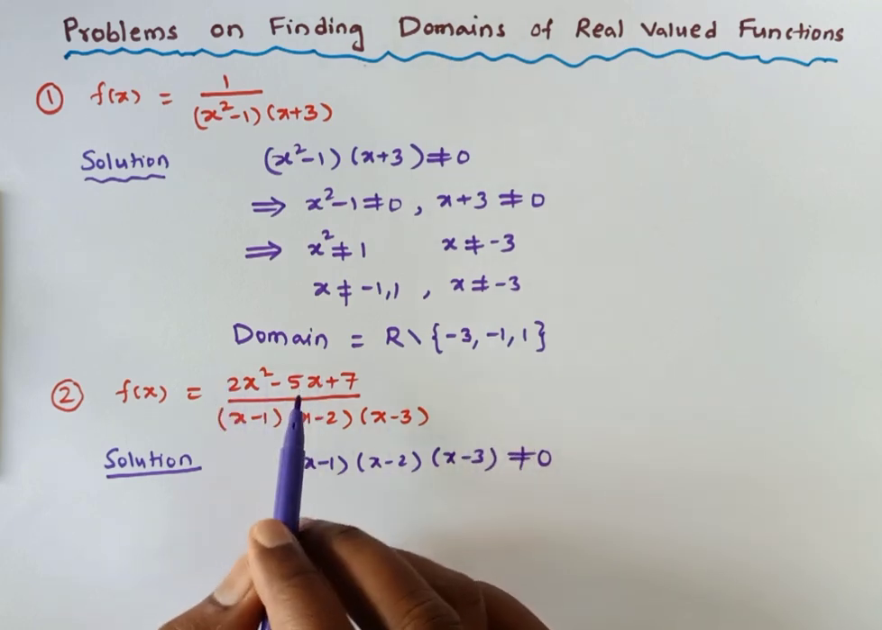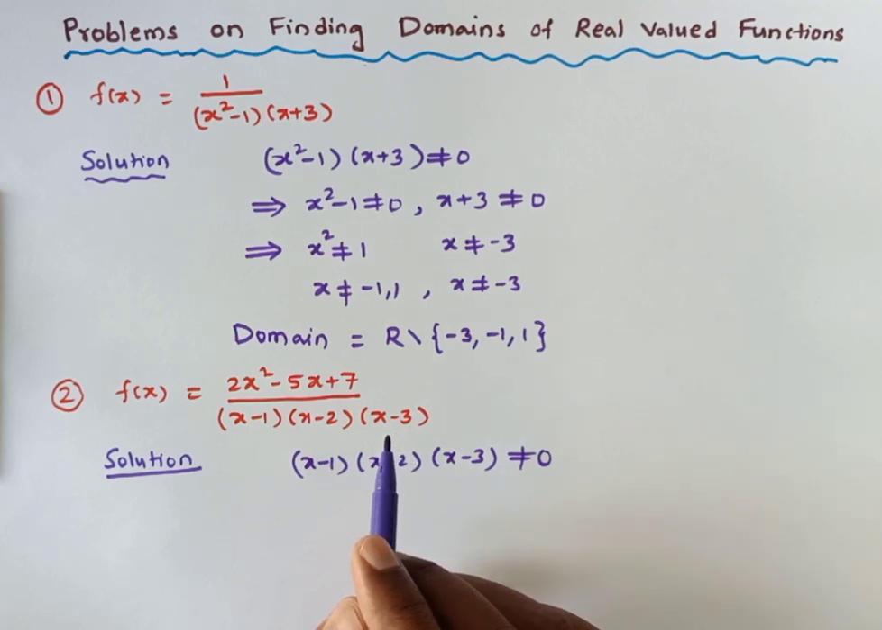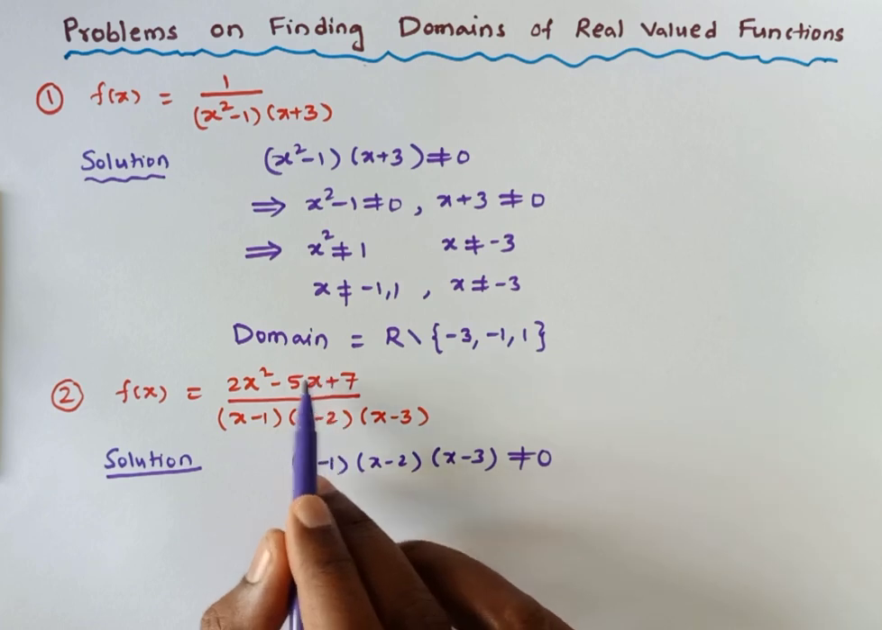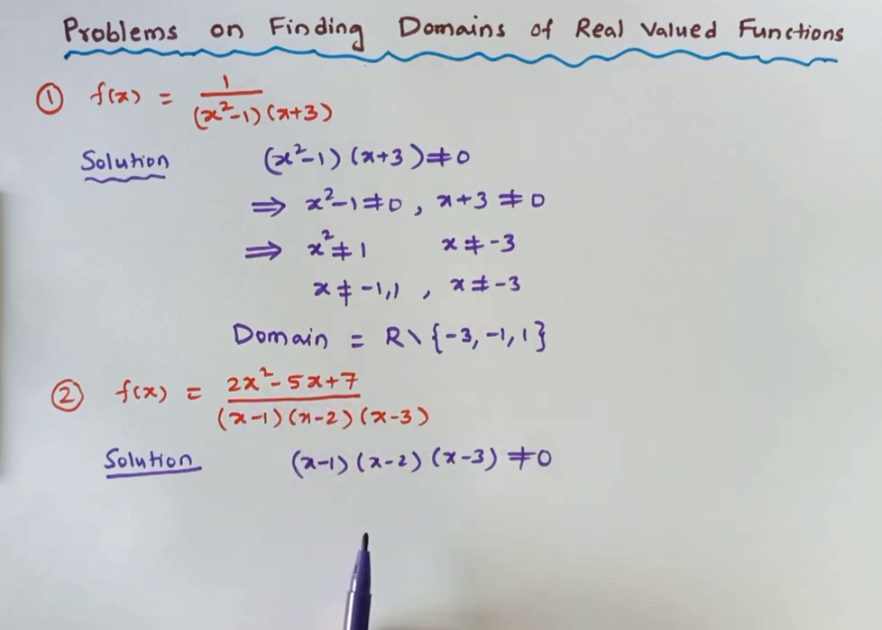If there exist any square roots or some other function, you need to concentrate and evaluate the domain for that numerator also. But here this is a polynomial, so there is no issue with the numerator. Now the denominator is not equal to 0. So ఇది ఎప్పుడు 0 అవుతుందో చూడండి. Now x minus 1 అనేది 0 కావద్దు, x minus 2 0 కావద్దు, x minus 3 0 కావద్దు. This product is not equal to 0 means this is non-zero, this is non-zero, and this is also non-zero.